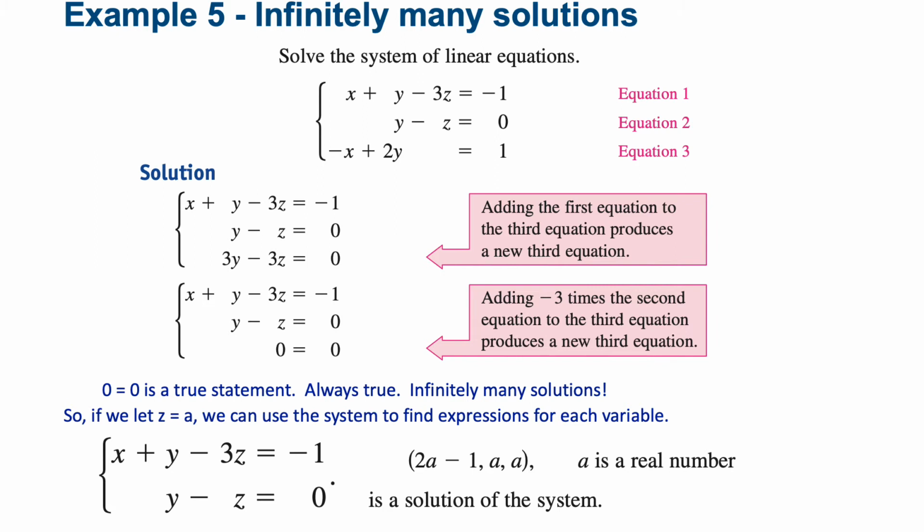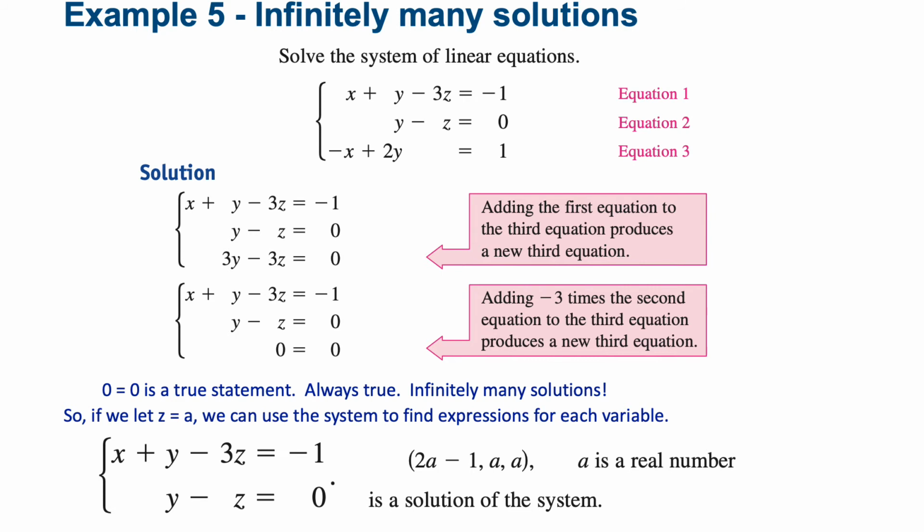Okay, so if we did that and replaced the third equation, we would get 3y minus 3z is equal to 0. Okay, now what if we added these two, equation 2 and equation 3, but first we multiplied equation 2 by negative 3? What would happen? If I multiply equation 2 by negative 3, I would get negative 3y plus 3z is equal to 0, right? And when I add them together, I would get 0 is equal to 0. Well, what the heck is that? Well, if you have 0 is equal to 0, that's a true statement. It's always true. There's infinitely many solutions.